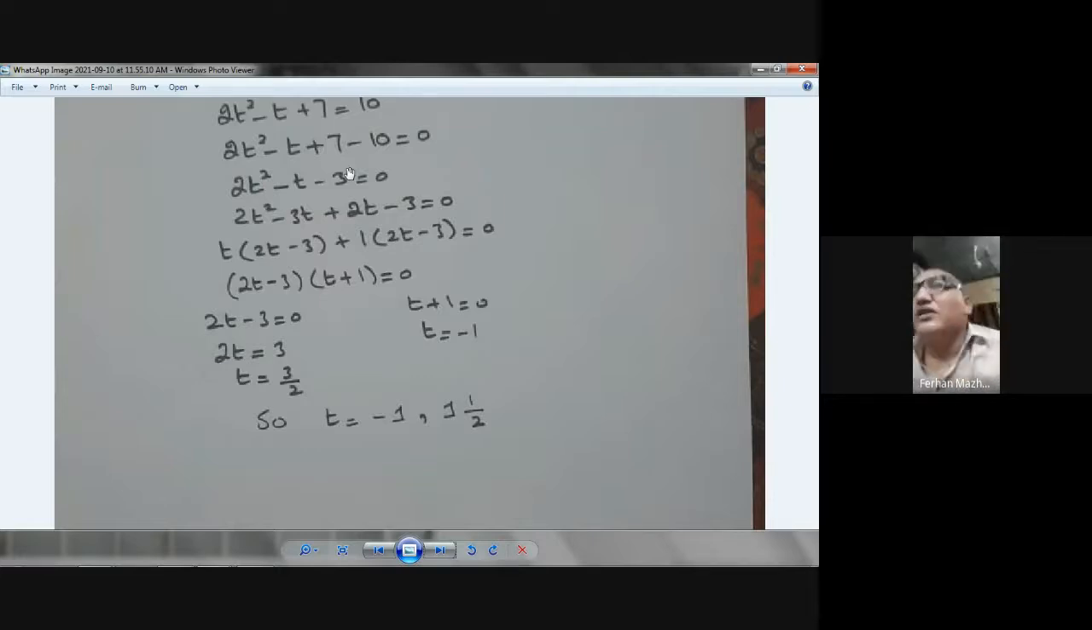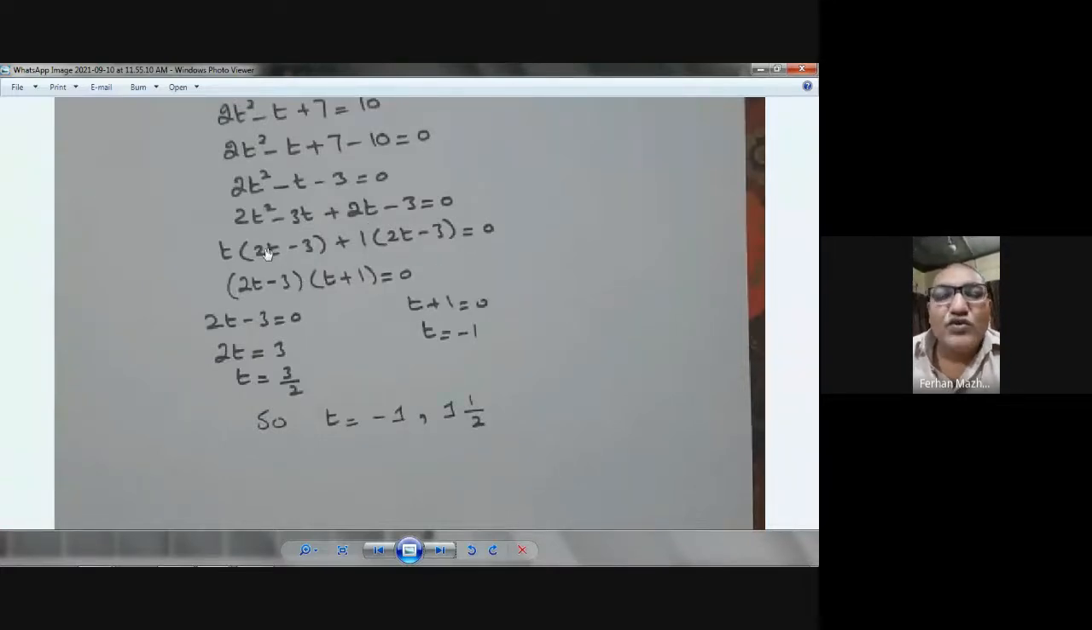So I am looking for that pair which by subtraction will give you 1, but by multiplication will give you 6. If you remember the midterm breaking, here I found two numbers, minus 3 and 2. So 2t square minus 3t plus 2t minus 3 equals to 0. So take t common from the first two. You will have 2t minus 3. Then you can take plus 1 common. You will have 2t minus 3 equals to 0.